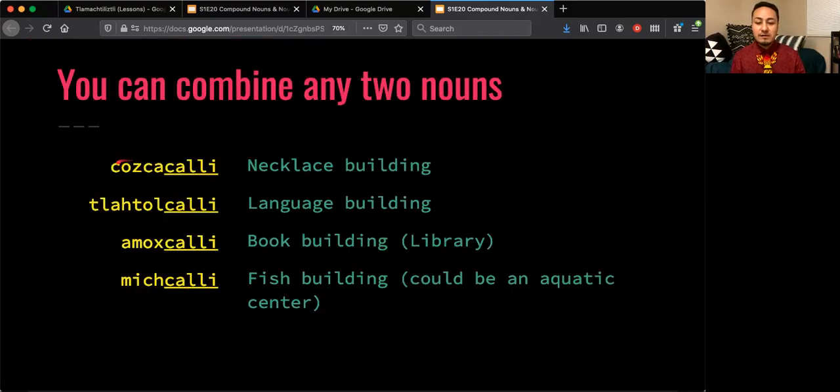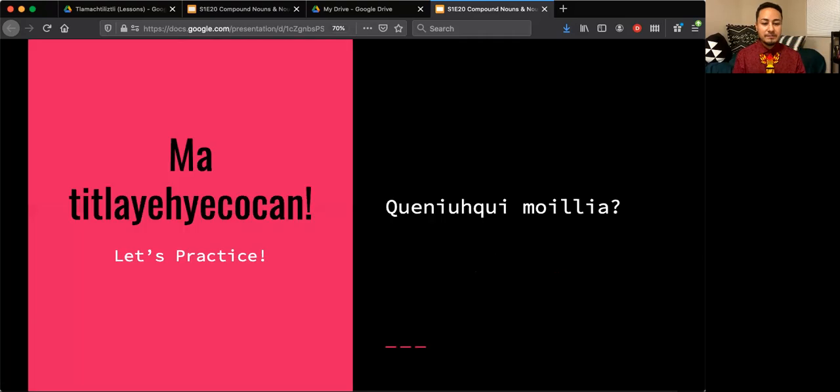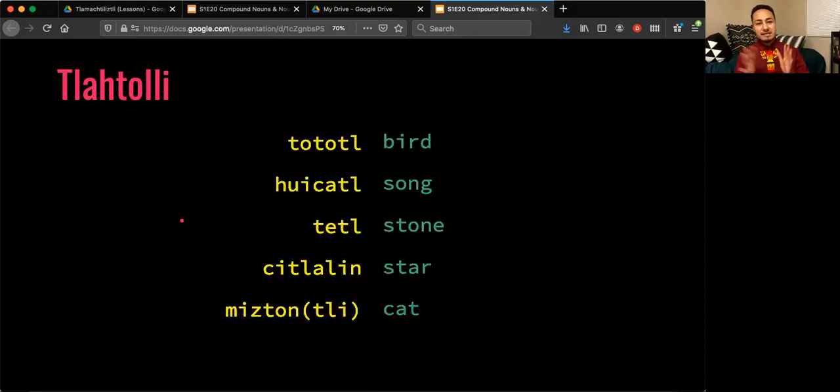So as you can tell, the first noun that you're going to combine with the second noun, you're going to drop the absolutive, and then you're going to add the second noun, and the second noun, you're not going to change it at all. Okay, so now I'm going to ask you, how do you say in Nahuatl? Before we do this exercise, I'm going to give you like one or two minutes to look at these words. You probably already know these words and their definitions. And then I'm going to ask you, how do you say X thing? So we have the words tototl, cuicatl, tetl, citlalin, and miston.